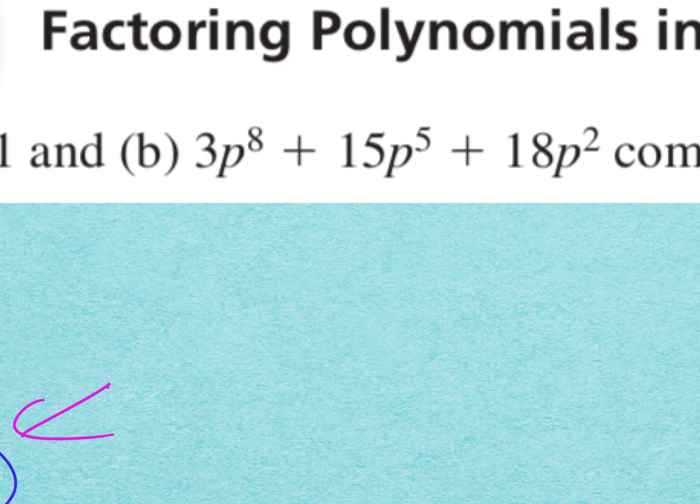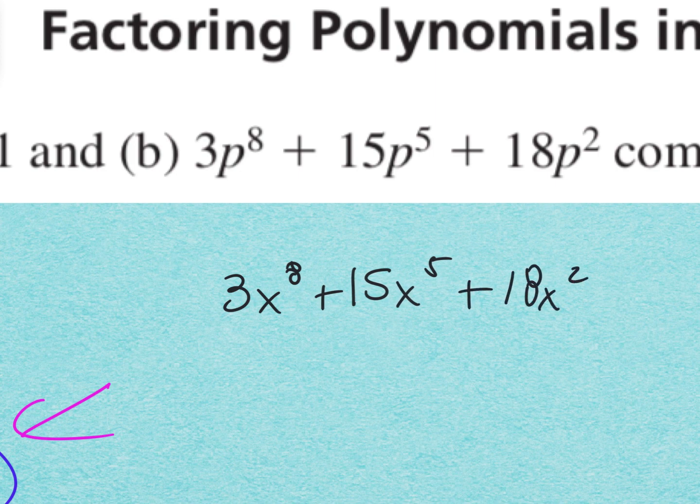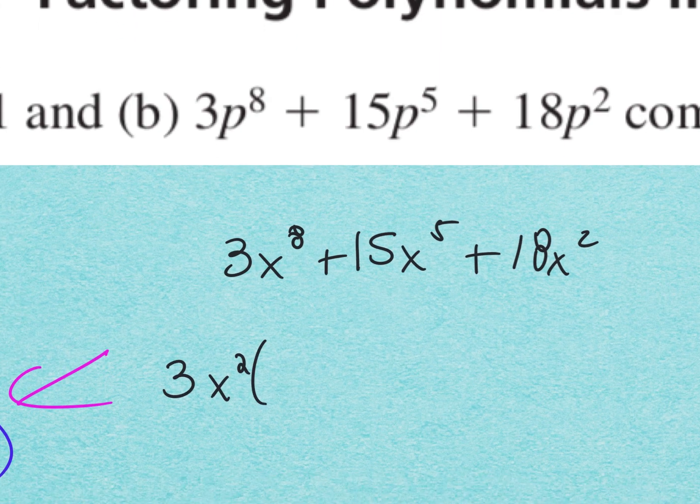All right, let's look at B. Again, I'm going to rewrite it with x's, so I have 3x to the 8th plus 15x to the 5th plus 18x squared. Look for a GCF first. What do they all have in common? A 3, agreed. And what else? X squared. Okay, so if it helps you to write the 3x squared underneath here, you do the mental math a little easier, that's fine.